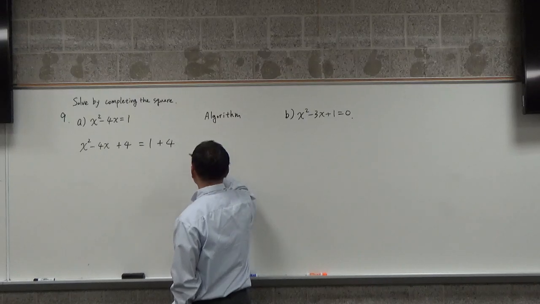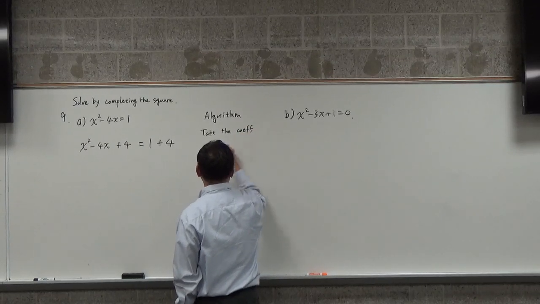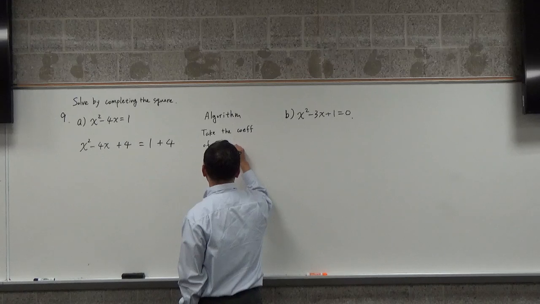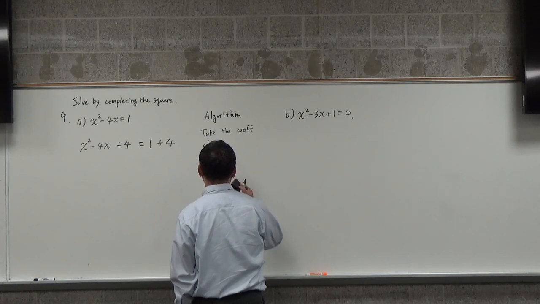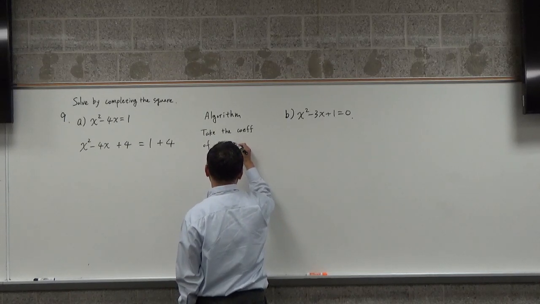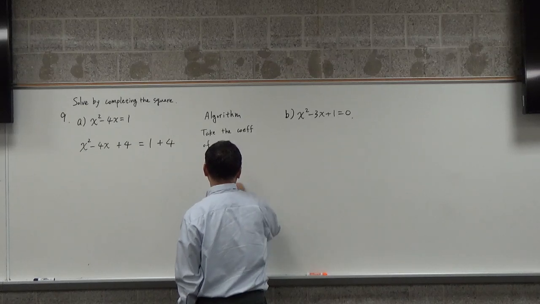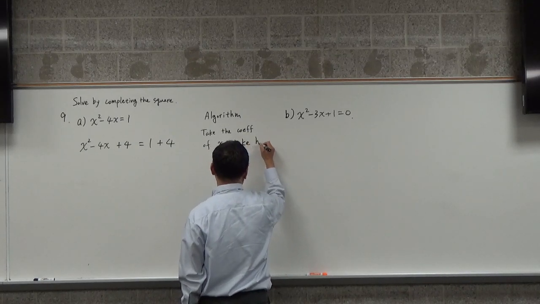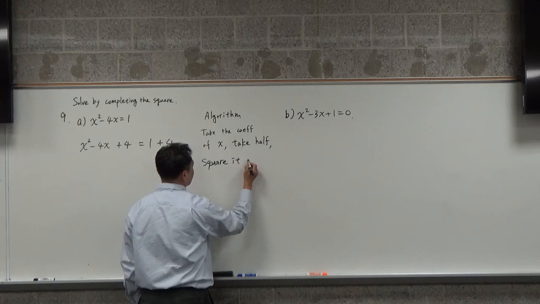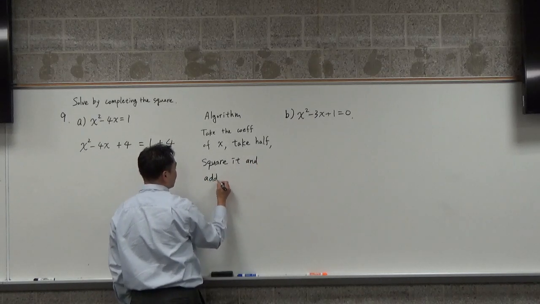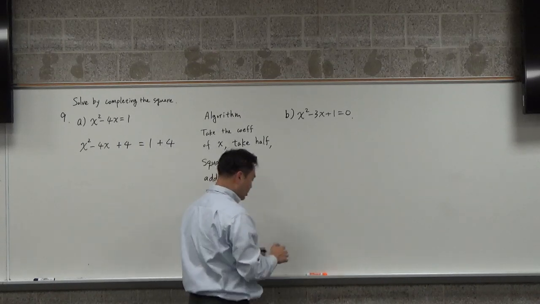So the algorithm is: take the coefficient of x, take half, square it, and add to both sides. Okay, so that's the algorithm.